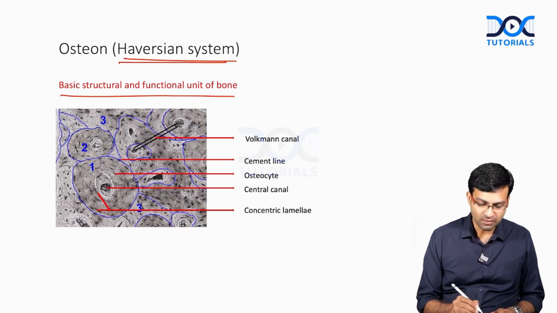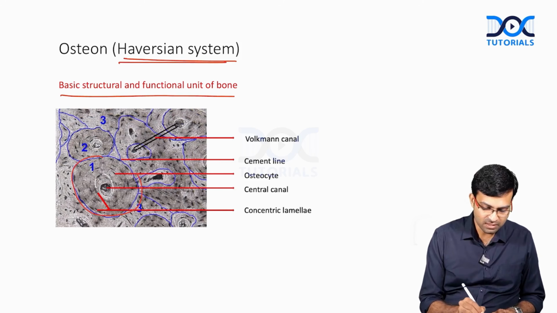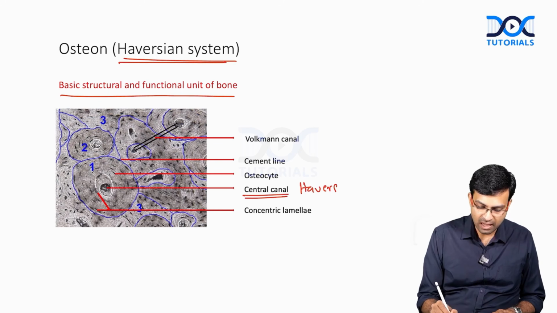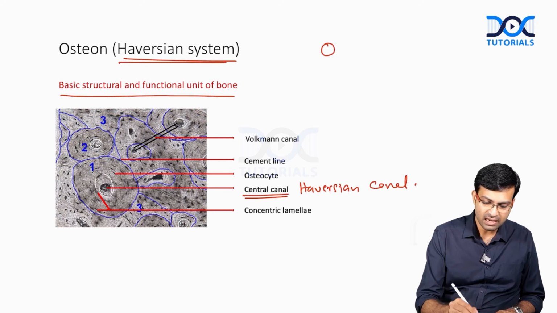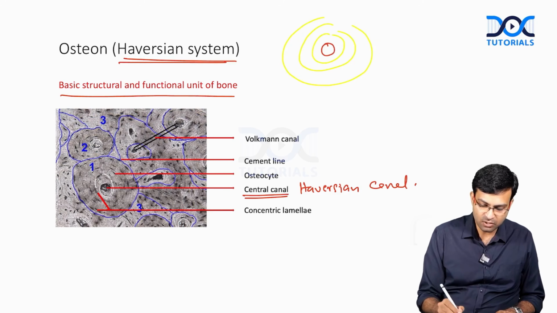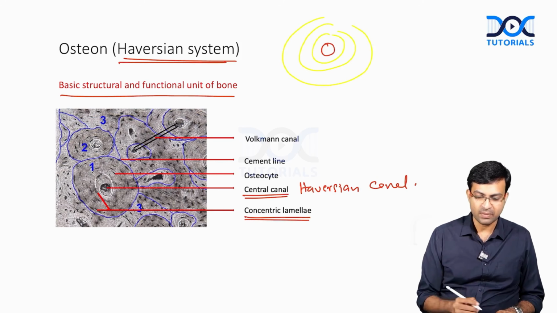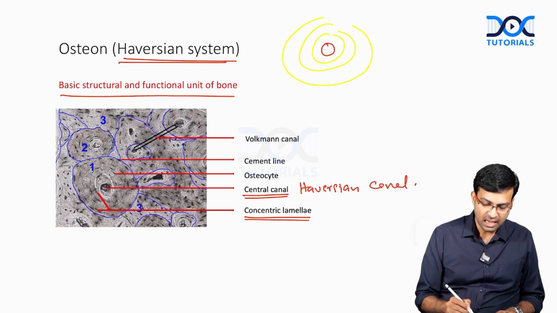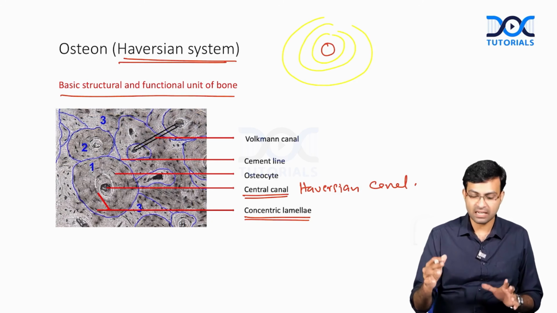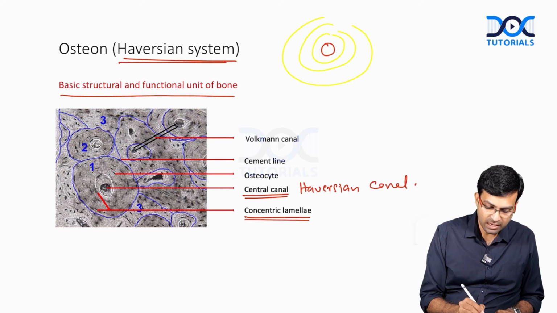In the center of the Haversian system, this is your Haversian system or osteon, you have a central canal, which is also called the Haversian canal. Around the Haversian canal, you have osteocytes arranged in layers like this. This is called concentric lamellae. After around 15 to 20 concentric lamellae, you get an outer boundary like this, which is called the cement line.